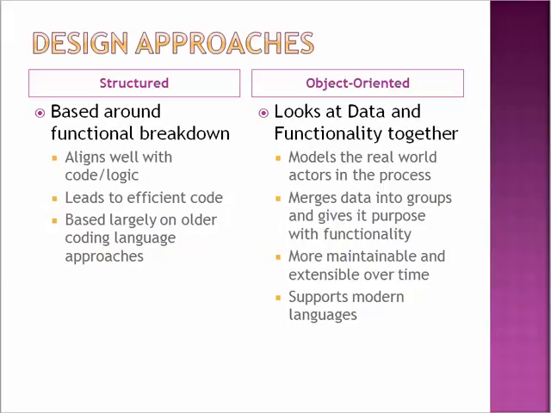Now, most modern languages use what's called object-oriented approaches, where we look at data and functionality merged together, and hopefully you've seen some of this by now. Structured design, maybe, maybe not. Object-oriented, hopefully, I almost guarantee you should have seen something by now on this. And the idea is to merge the models of the real world using actors and the real processes. We're going to group data with functionality and hopefully have the system be more maintainable and extensible over time because of all this modern language support. This is basically the evolution of where software has gone. It's a much better way of modeling and putting software together.